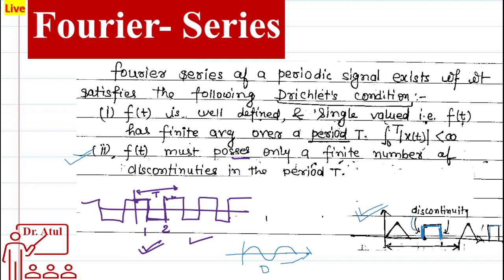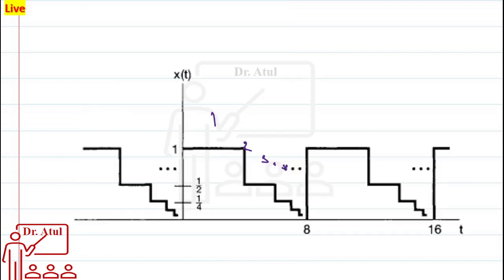If the discontinuities are finite, then there is no problem. But if the discontinuities are infinite, at that time we say that the signal cannot have a Fourier series. So this is the example where there are an infinite number of discontinuities in a single time period.